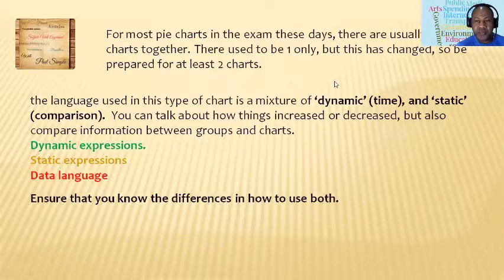Okay, for most pie charts these days, there are usually 2 or more charts together. There only used to be 1 mainly, but this has changed. So be prepared for 2 and sometimes 3 pie charts together. That's a little more tricky, but it's not unusual to get even 3 pie charts. The language used in this type of chart is a mixture of dynamic, time, and static comparison. You can talk about how things increased or decreased, but also compare information between groups and charts. So here we have all 3 examples, dynamic, static, and data figures. Ensure that you know the difference in how to use both.